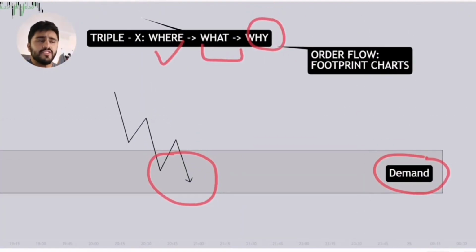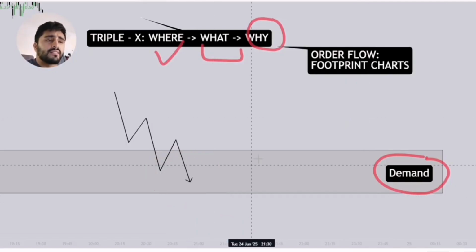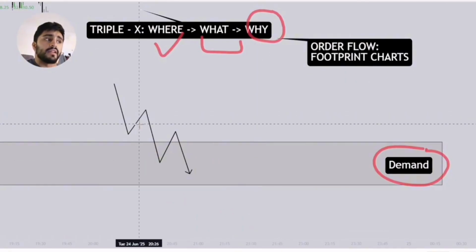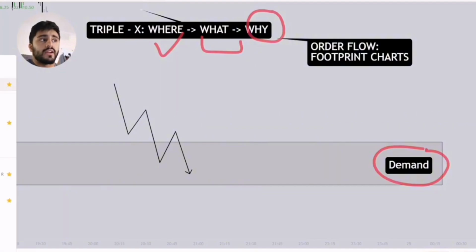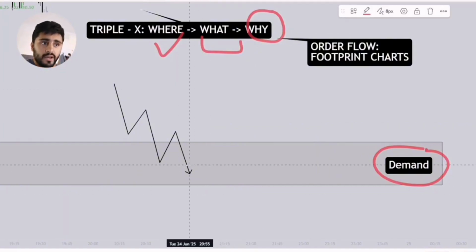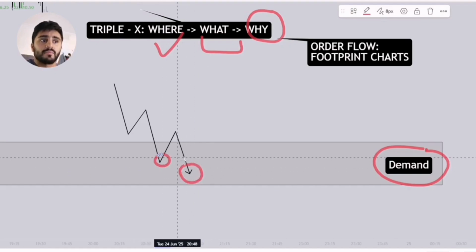So with that being said, if we just apply the triple X model to what we can see here and add a demand area, we want to understand what is going on inside of a demand area. So the only reason a demand area holds is because there are passive buyers present. Right, so in this region there are passive buyers present, in this region there are passive buyers present.